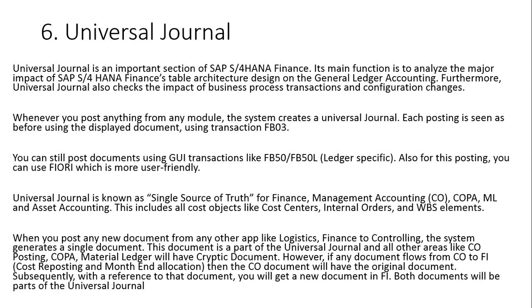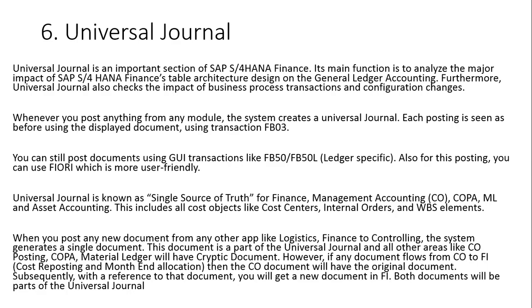Yeah, the Universal Journal. The Universal Journal is an important section of HANA finance. Its main functionality is to analyze the major impacts of the S4 HANA finance table architecture design on the general ledger accounting. Furthermore, the Universal Journal also checks the impact of business transactions and configuration changes. So you have the Universal Journal, and of course, the compatibility views, which have come. The compatibility views talk about the two tables, BKPF and ACDOCA.